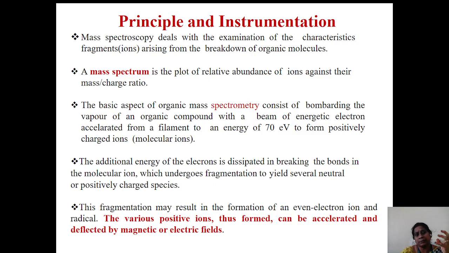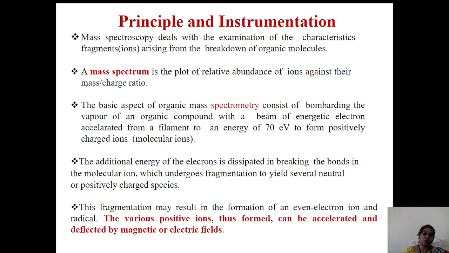Coming to the construction and working, and the instrumentation of the mass spectrometer, we'll have a look into this. Generally the mass spectrum is the plot of relative abundance of ions against their mass to charge ratio. As we have seen earlier, you have a high energetic beam of electrons, accelerated from a filament to an energy of 70 electron volts to form positively charged ions.